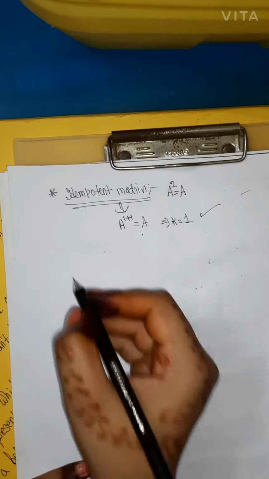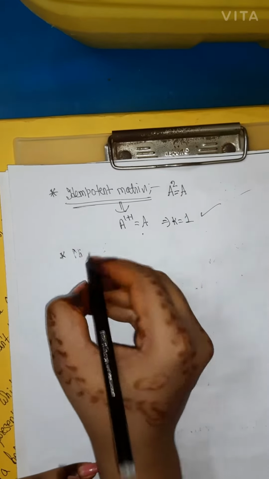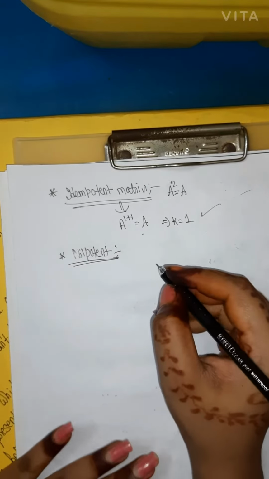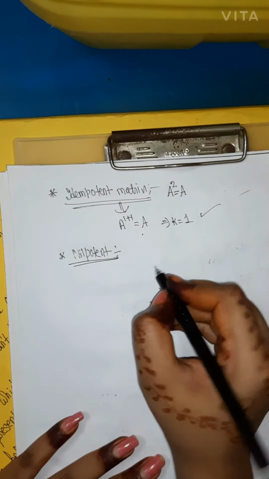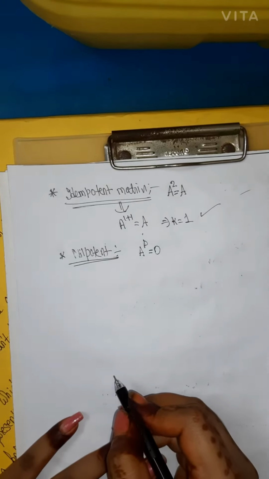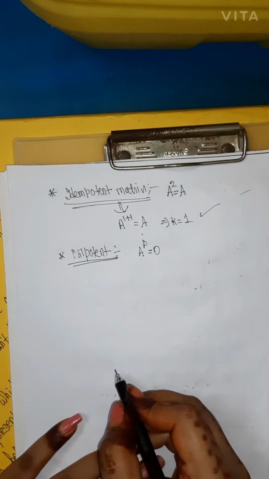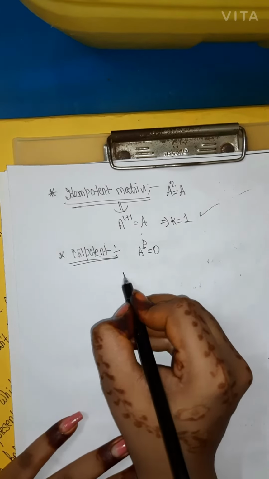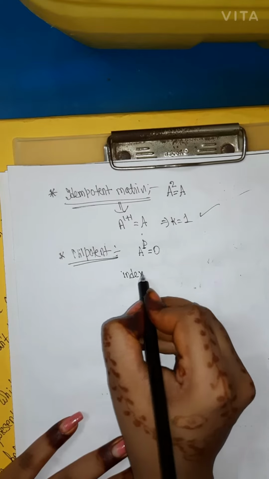Done. Now nilpotent matrix. What do you mean by nilpotent? Here A to the power p is equal to 0. This is a matrix which we say is a nilpotent matrix, and this p is the index.